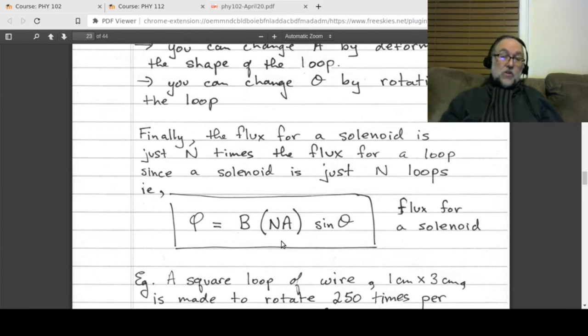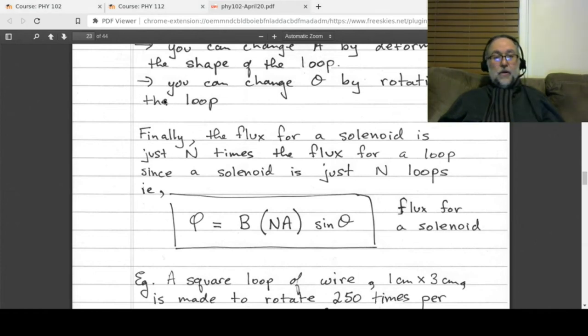And so the flux for a solenoid is magnetic field times A multiplied by n, where n is the number of windings, times sine theta, okay? So that's why I put the n and the A together, because yes, there's a cross-sectional area to the solenoid, but because each winding contributes its own A to the cross-sectional area, the total cross-sectional area, if you want to think that way, is going to be n times A, okay? We'll need this equation a little bit later, but that's basically the flux for a solenoid.